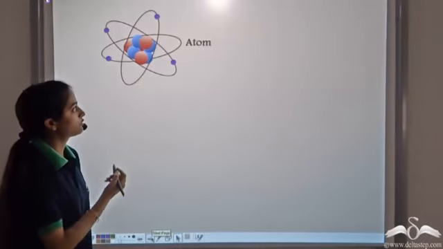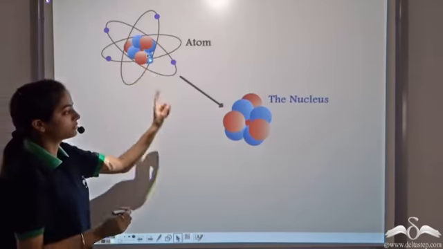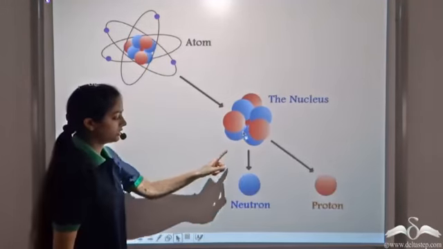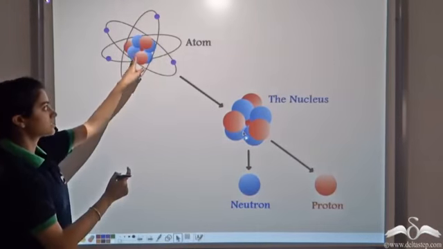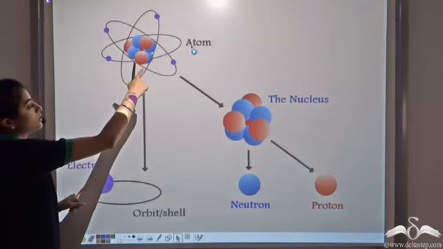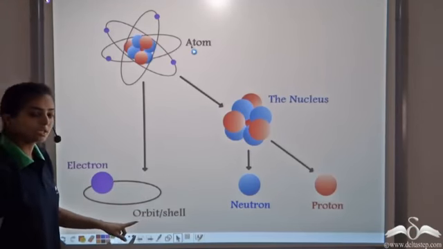So let's see the structure of atom again. So this is the atom. The central part of the atom consists of the nucleus. The nucleus is made up of neutrons and protons, and the atom has a nucleus in the center, and the electrons revolve around the nucleus in the fixed shells, which are also known as orbits.